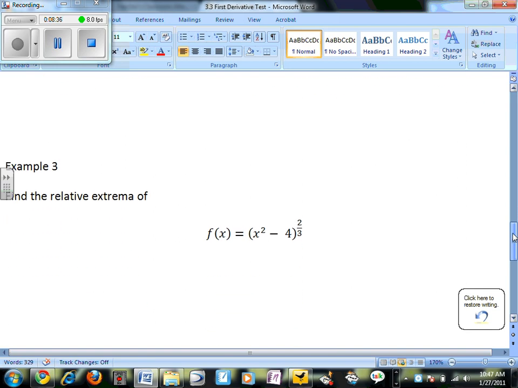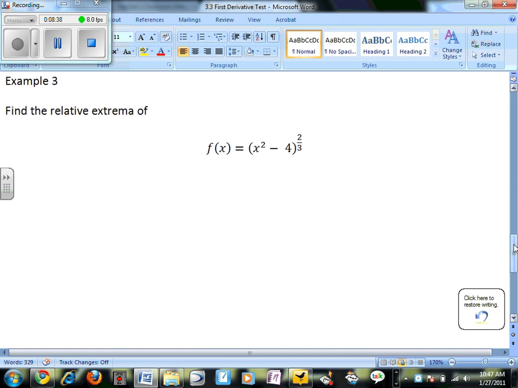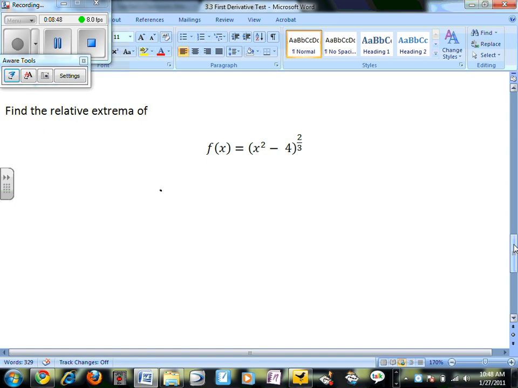Here's another example right here. Find the relative extrema of x squared minus 4 to the 2/3 power. Again, we're going to want to find our critical points. It looks like we're going to have to take our derivative and set it equal to 0. When we take a derivative of this function, it looks like we have an inside and we have an outside. We're going to have to do the chain rule. We bring our 2/3 down. We keep the inside the same, x squared minus 4. We decrease the power by 1, so negative 1/3, correct? And then we multiply by the derivative of the inside, which is just going to be 2x.